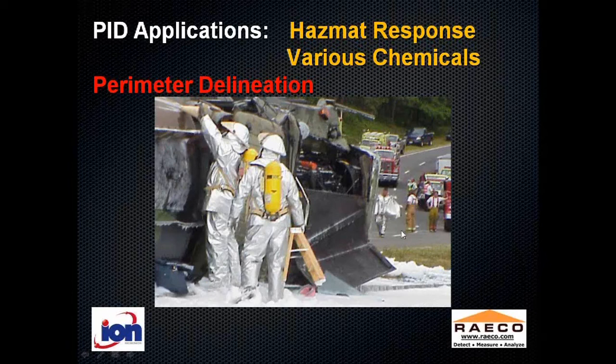And this is where the continuous readout of a PID is quite useful. You can walk around. As soon as you get it within the zone of high vapor concentrations, you know it's time to put on your PPE. So you delineate the perimeter, keep everyone out that's not in proper protective equipment.